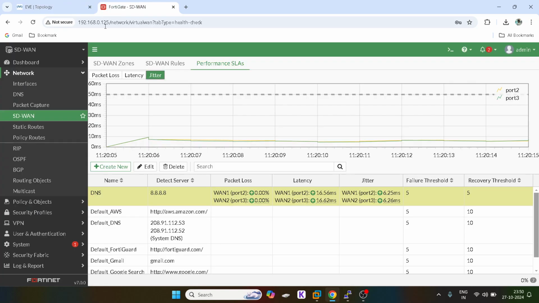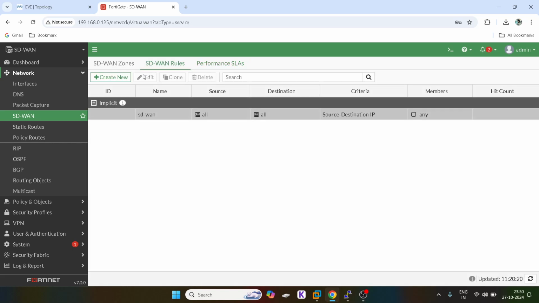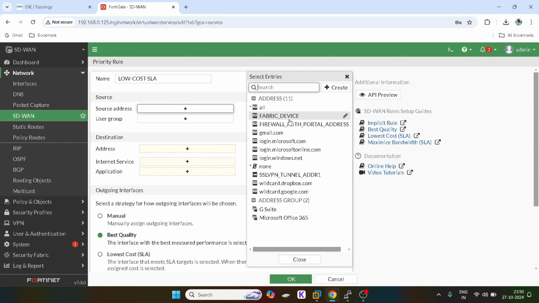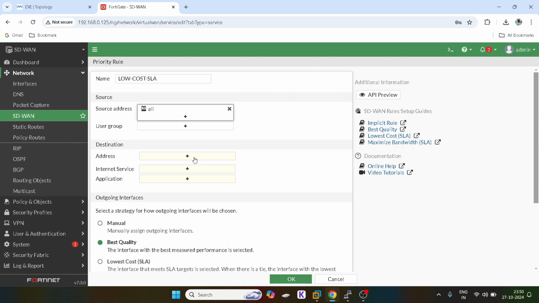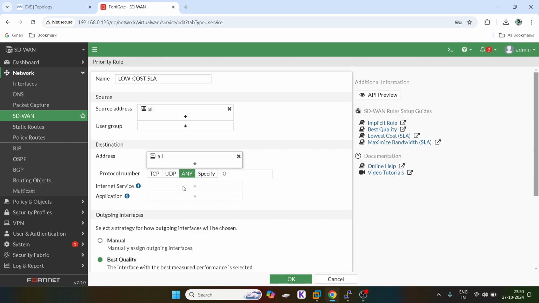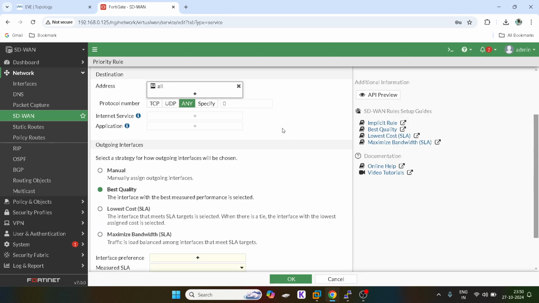Okay. Now we will go into the rules. I will create a new rule. So it's address all, destination address also all. I don't want to specify any kind of protocol number, so I will keep it as any. So what do you mean by low cost SLA?